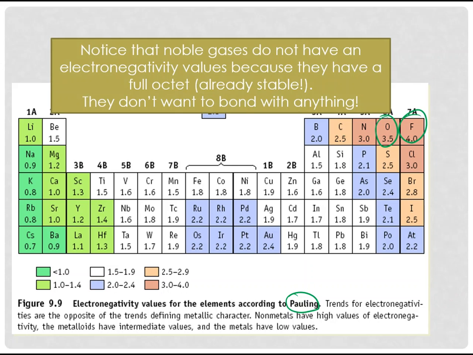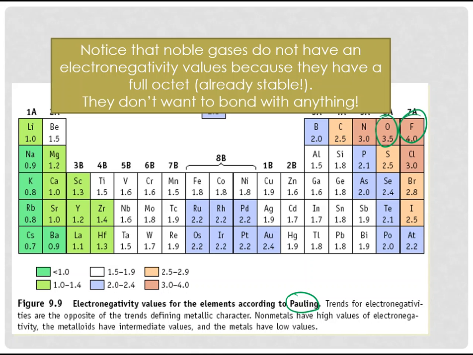Their values would be 0. And that's because they already have a full octet and they're already stable. So they don't want to bond with anything. Already stable, noble gases, not on this table. So you would exclude them from this trend. You would not incorporate noble gases.